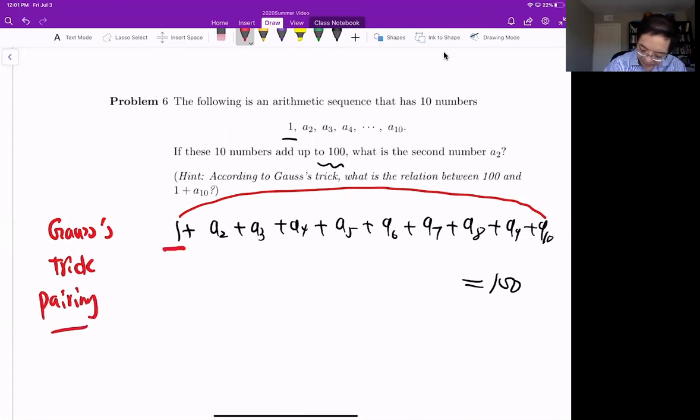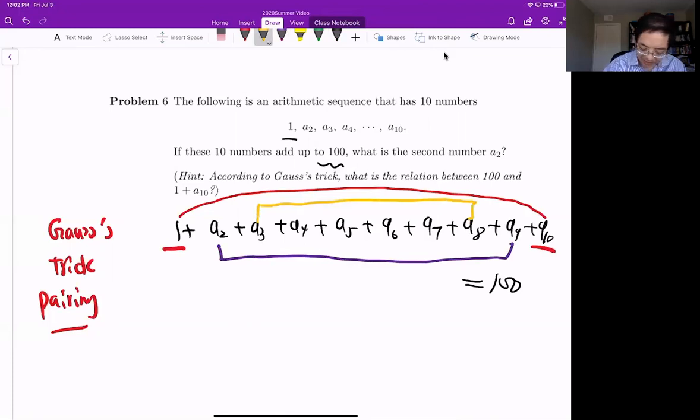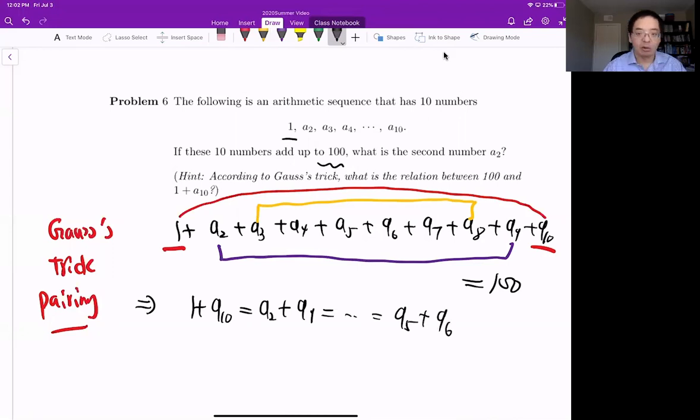So 1 and 10, if you add them together, equals the same as 2 plus 9, and the same as 3 plus 8, and so on. So in other words, what we have is 1 plus the tenth one equals the second one plus the ninth one, and so on all the way to the fifth one plus the sixth one. So how many pairs do we have? We have 5 pairs, because in total there are 10 numbers.